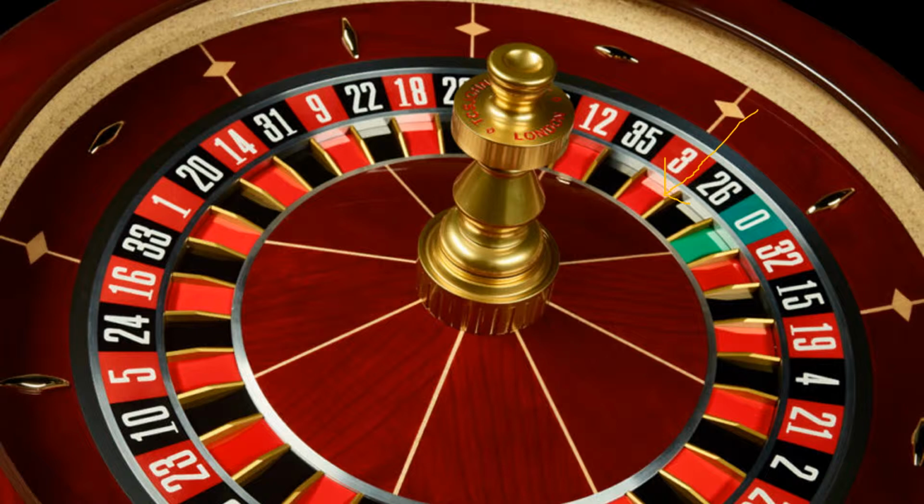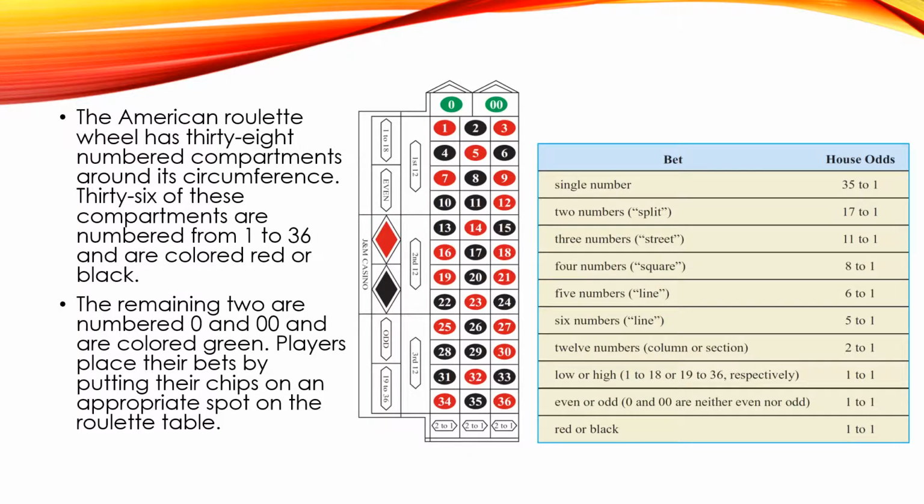Alright, so let's look at what it looks like from your end, from the player's end. This is a roulette board. This is where you'll put your little casino chip down and place your bet. The American roulette wheel has 38 numbered compartments around its circumference. 36 of these are numbered 1 to 36 and are colored red to black. And then the remaining two, you can see those are at the top up here. The remaining two are green and are numbered 0 and 00.